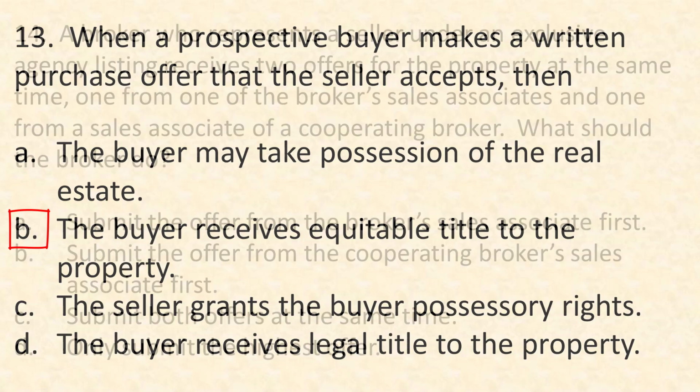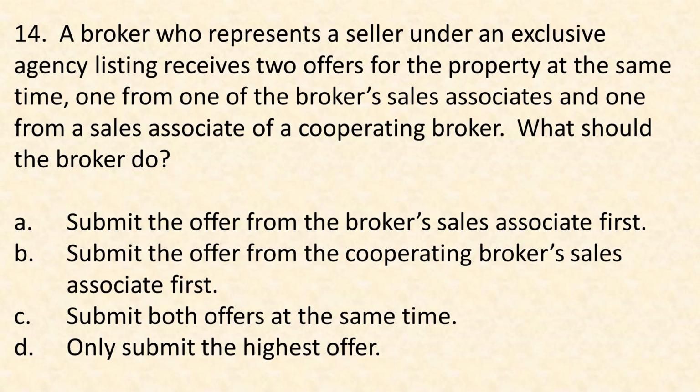Question number 14. A broker who represents a seller under an exclusive agency listing receives two offers for the property at the same time. One from one of the broker's sales associates and one from the sales associate of a cooperating broker. What should the broker do? A, submit the offer from the broker's sales associate first. B, submit the offer from the cooperating broker's sales associate first. C, submit both offers at the same time. Or D, only submit the highest offer.